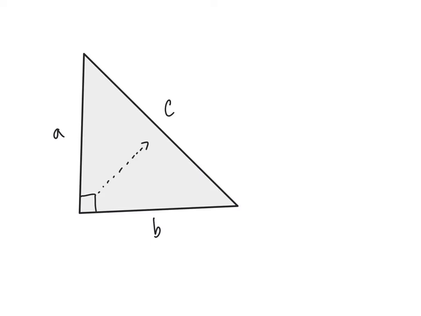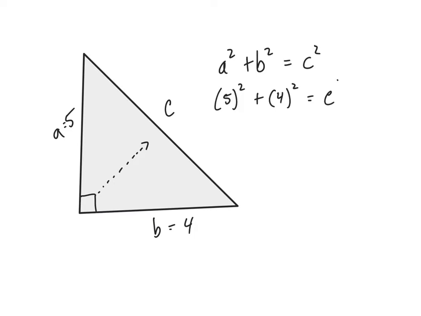But let's give these sides a distance. Let's say they look pretty close to the same. Let's call this 4 and this one 5. If we were looking for our distance of C, we use our formula: A squared plus B squared is equal to C squared, and we just substitute in. So we have 5 squared plus 4 squared is equal to C squared. That's 5 times 5, not 5 times 2, so we have 25. 4 times 4 is 16. We're going to add those together.